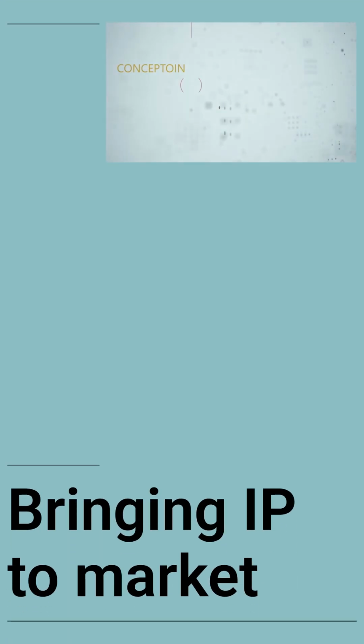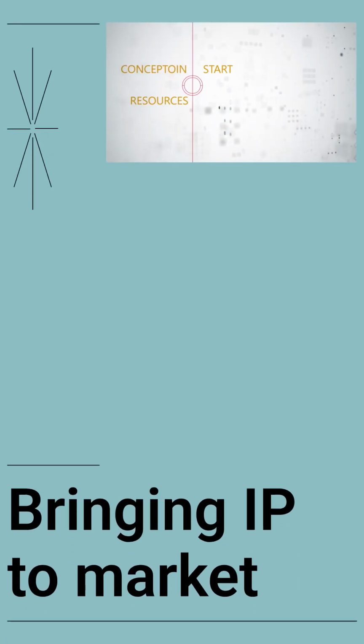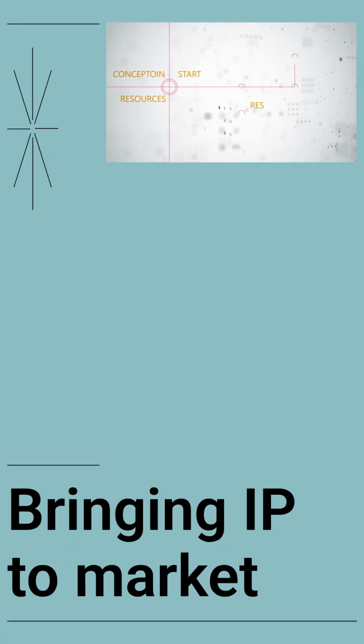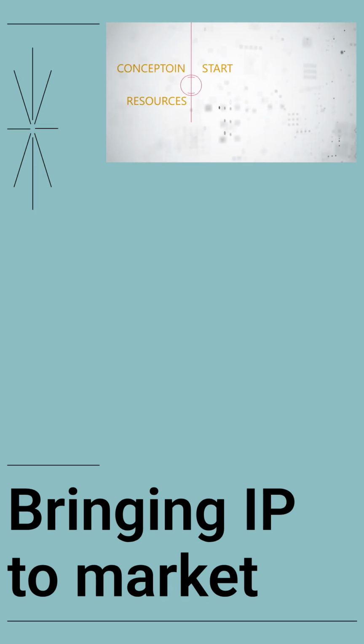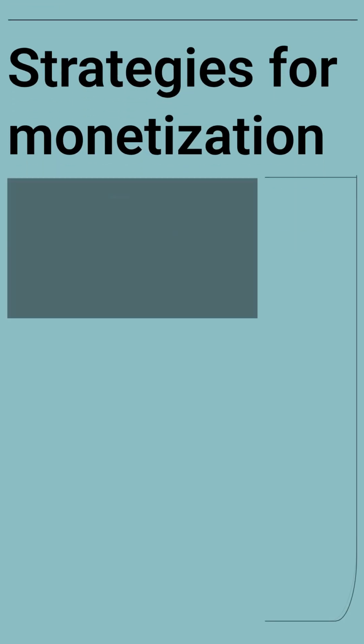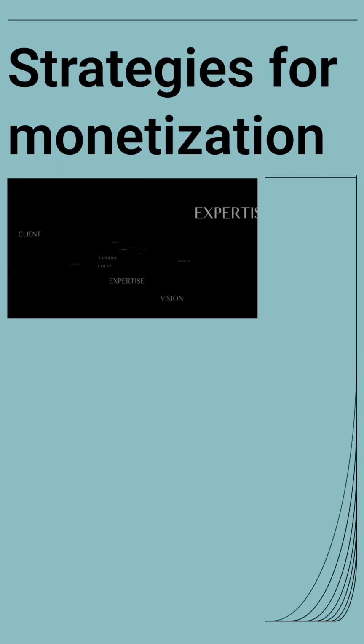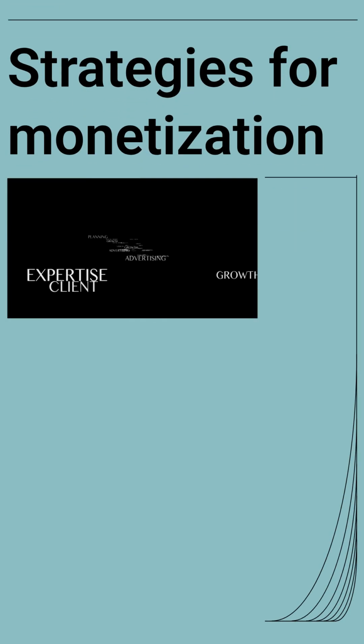Now, let's discuss how to bring your IP to market through commercialization rights. Commercialization rights refer to the ability to exploit IP for financial gain. This involves developing products or services based on the IP and bringing them to market. Strategies for monetization can include direct sales, licensing to other companies, or forming joint ventures. Each path has unique implications for founders.